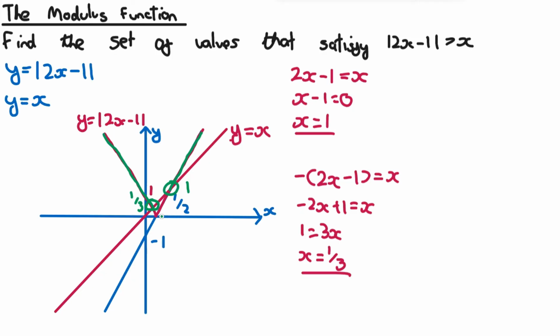So therefore we can say that the modulus of 2x minus 1 is bigger than x when it is less than 1 over 3 this way, so when x is less than 1 over 3, or over here where x is more than 1. This is the only case where it's not the case. So when x is less than 1 over 3 here, and when x is more than 1 here, that is when this is bigger than this. And that's the final answer.